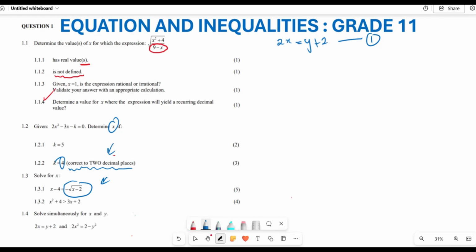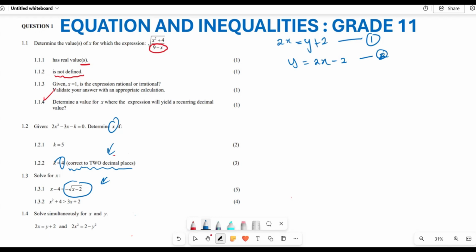And how are you going to do that? This is going to be same as what? This is going to be same as y equals, this is same as what? I'm transposing the 2 this side, which is going to be 2x subtract 2. Now, this is my equation number 2.